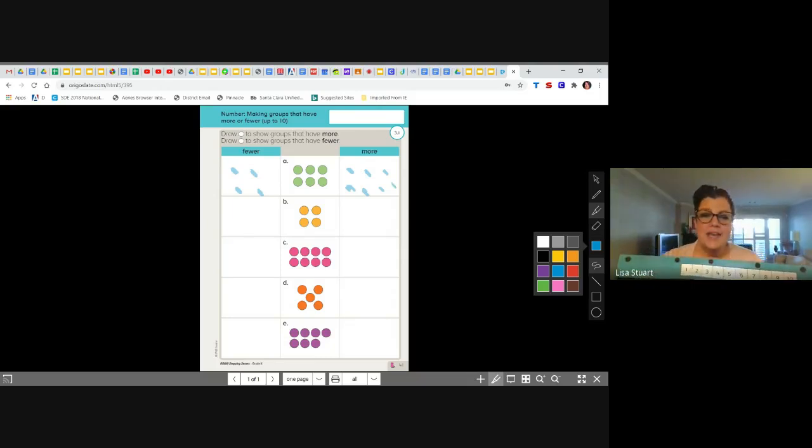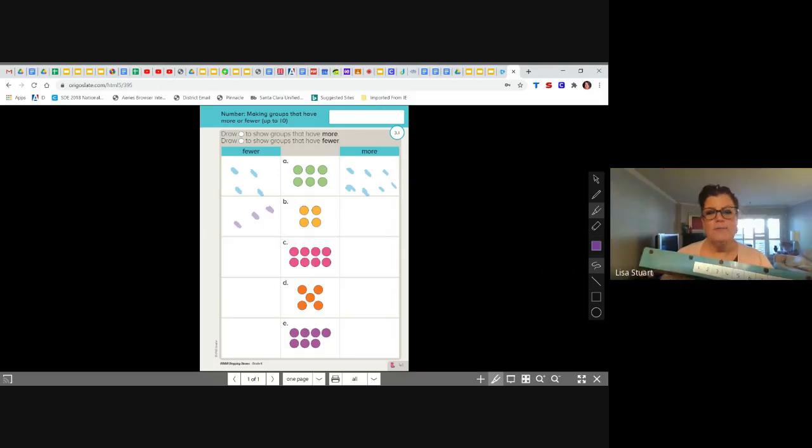In box B, I see 4 circles. So I'm going to look at my number line, and I see 4, and one fewer or less than 4 could be 3. I'm going to switch to purple, and I'm going to do fewer than 4. 1, 2, 3 is fewer or less than 4.